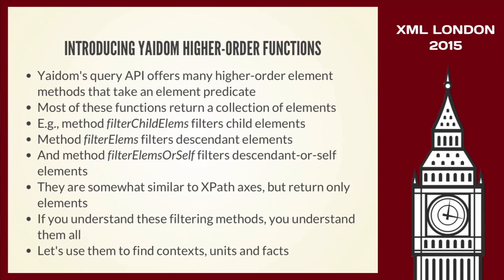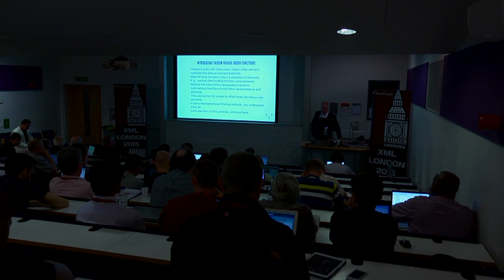There is shorthand for filter child elements and filter elements or self, which makes them look a little bit more like XPath access. And of course, we recognize XPath access here, but it's not exactly the same because these methods only return elements. They do not return text nodes or processing instructions or what else, just elements. And if you understand these filtering methods, then it's very easy to understand the rest of yaidom.